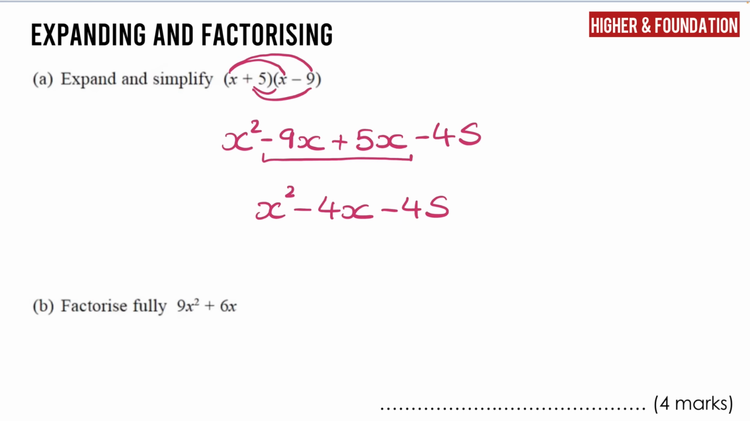When factorising here, we're looking for two things that will come out of the bracket as we are given this word fully. Now they both divide by 3 and they both have an x in. So 3x goes outside the bracket.